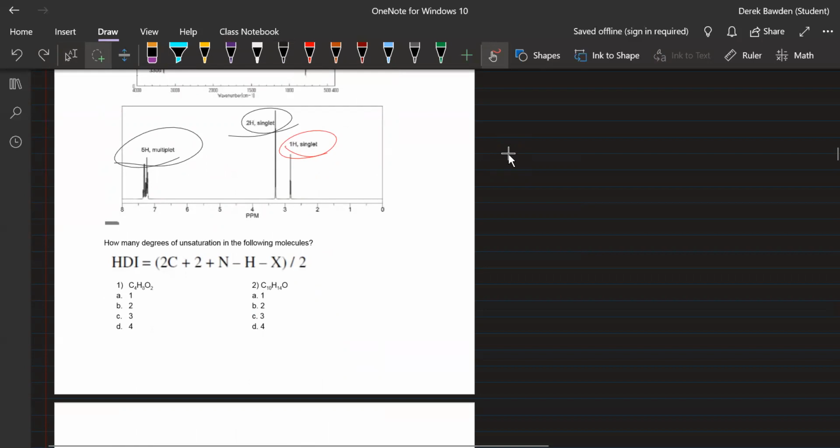So let's look at how many degrees of unsaturation are in these molecules. Do you guys know if he's going to give you this equation? I'm pretty sure he does.